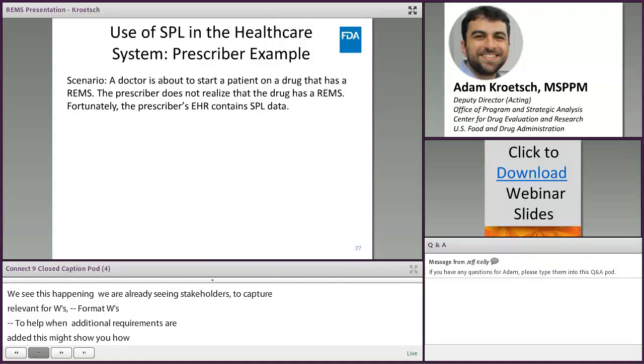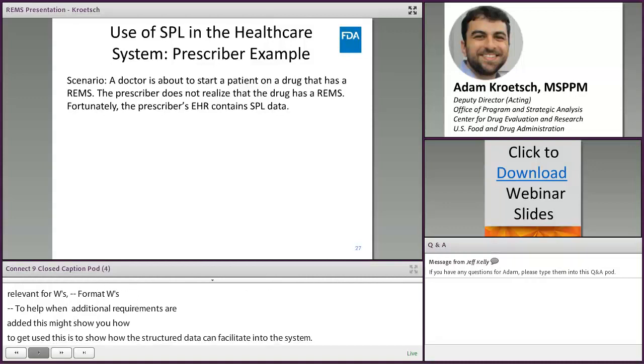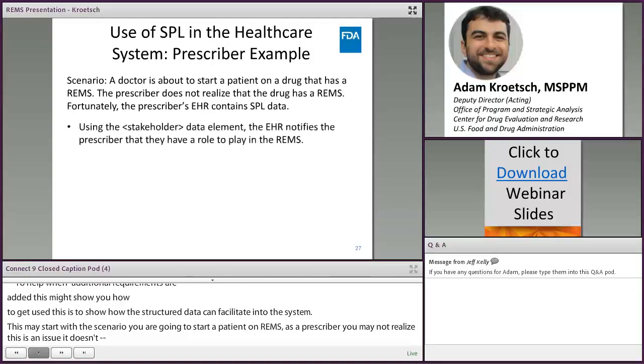So let's say you're a doctor and you're about to start a patient on a drug that has a REMS. And as a prescriber, you may not realize that the drug has a REMS, and this is a common issue with REMS, where you may be going to prescribe a drug, not realize it has a REMS, and then find yourself in a position where you have to carry out activities or where a patient is unable to access the drug right away. Fortunately, the prescriber's electronic health record in this hypothetical scenario contains SPL data. What this means is they can start looking at those structured data elements. Using the stakeholder data element, the electronic health record can tell that the prescriber has a role to play in this REMS and can notify the prescriber of that fact.